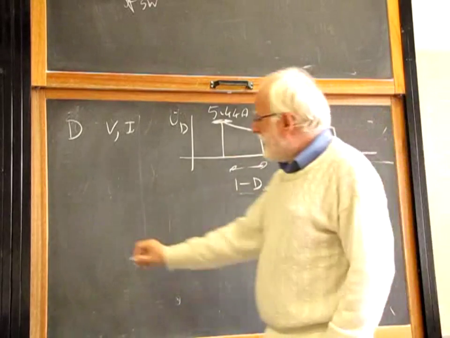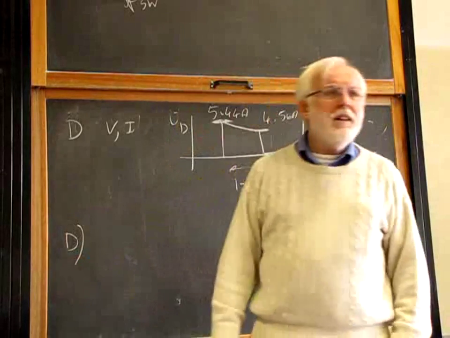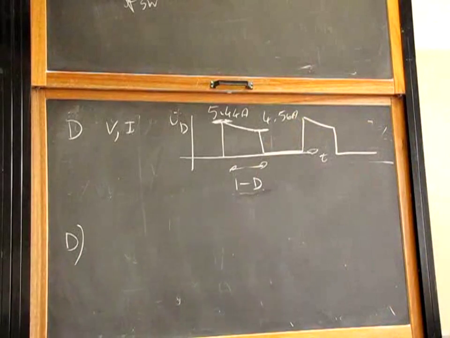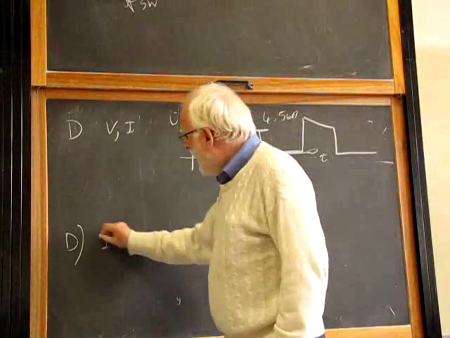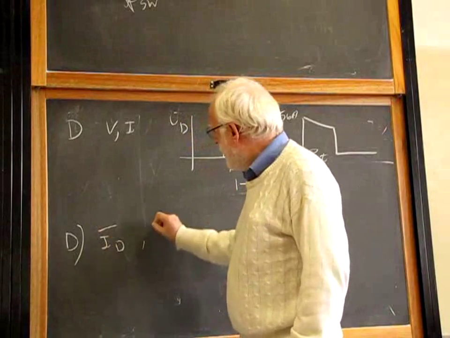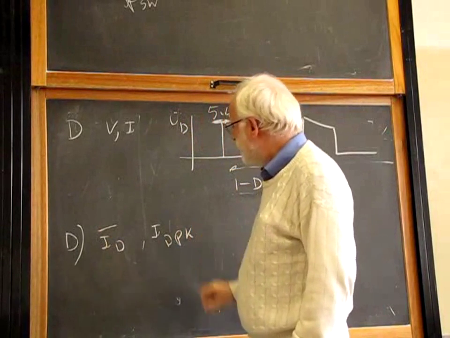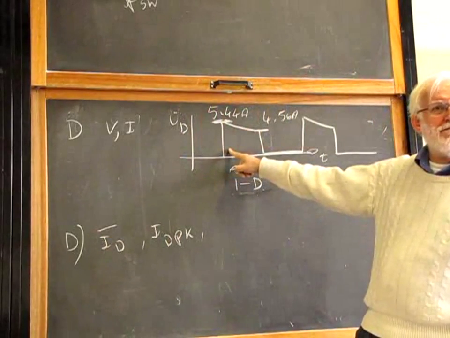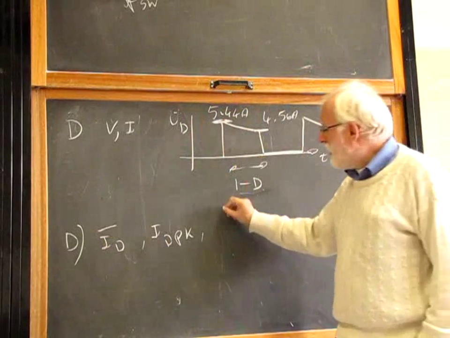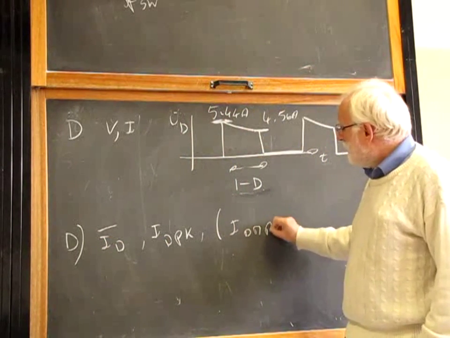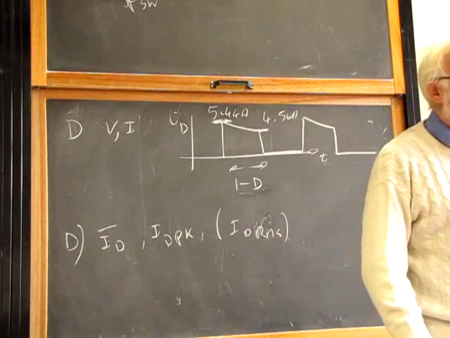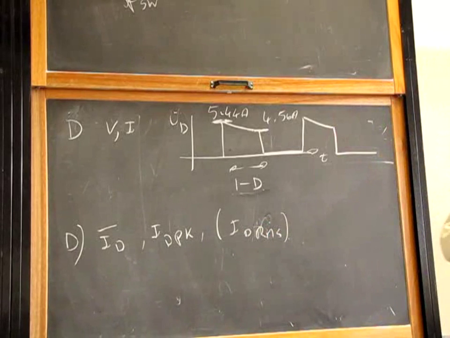So, for a diode, we need to specify two numbers, maybe 3, plus a category of diode. And the numbers are ID average, ID peak. Do we need ID RMS? No. But I put here ID RMS just to make some training on using the flat top approximation. We will use the RMS current of a diode later on in more complicated topologies, not here.